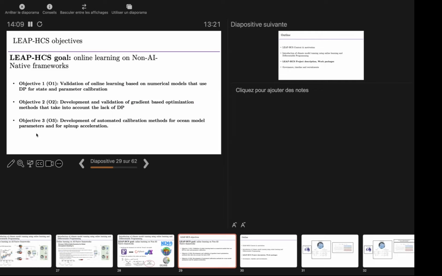And maybe a third objective, maybe one of the most important ones, is that we need to target the first 2 objectives with the aim of having demonstrations built on actual ocean models of climate, ocean model components of climate models, with targeted applications that include parameter calibration and spin-up acceleration.